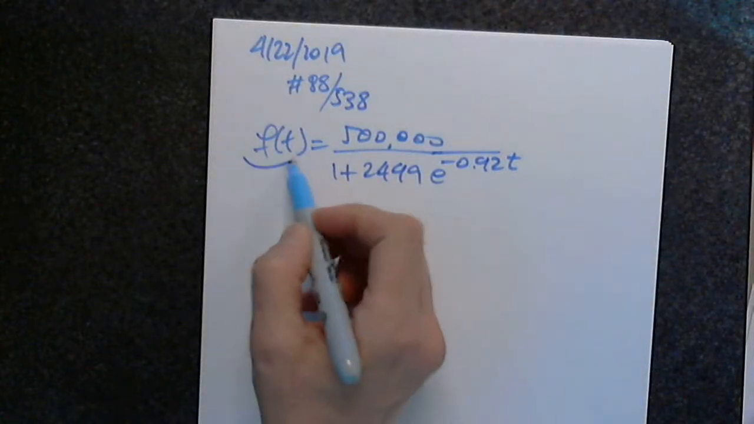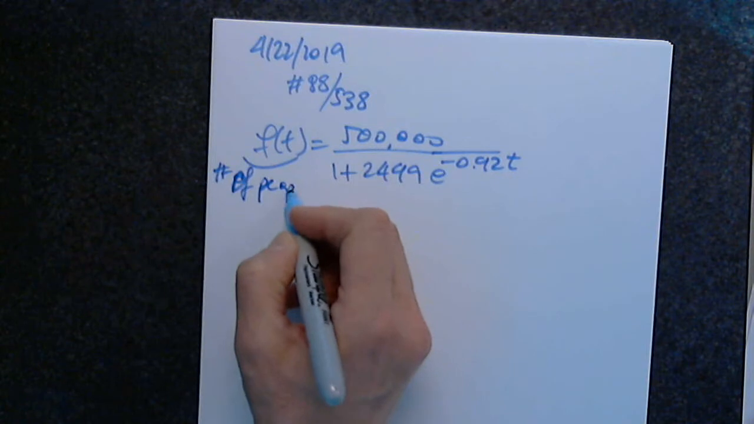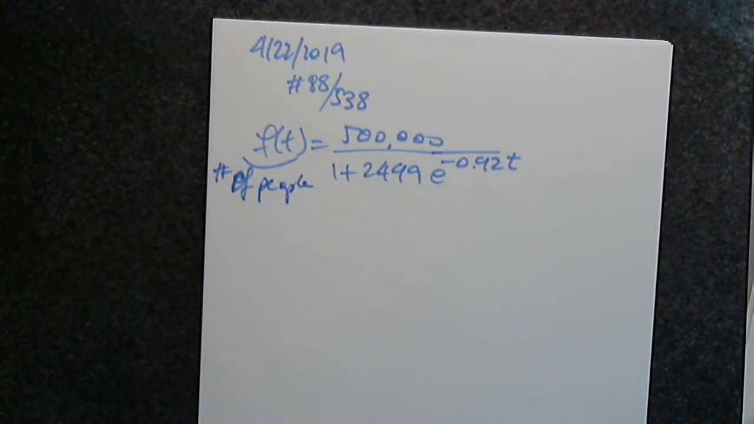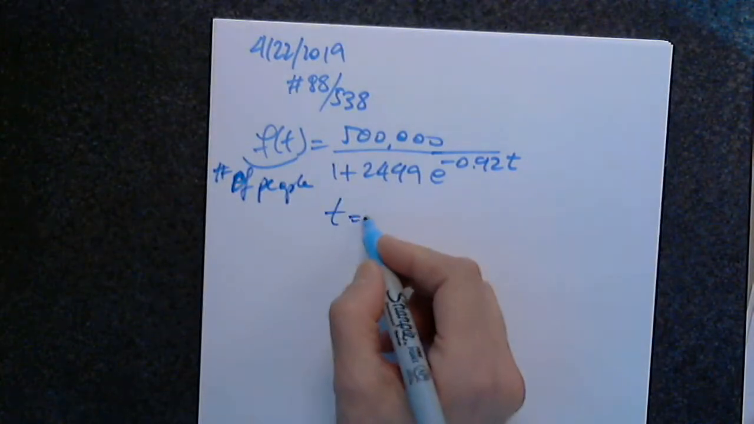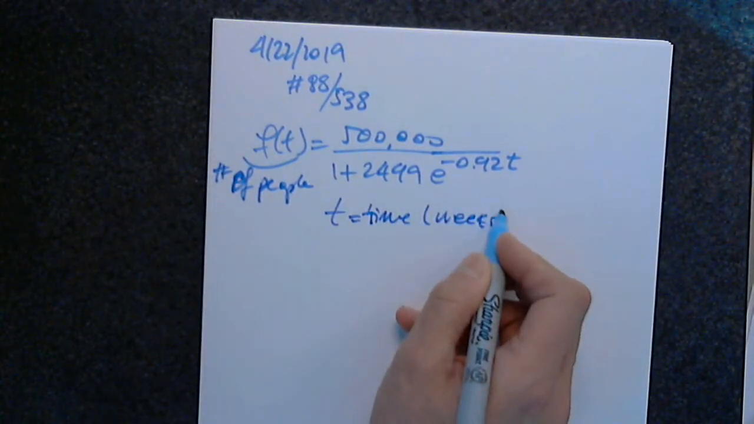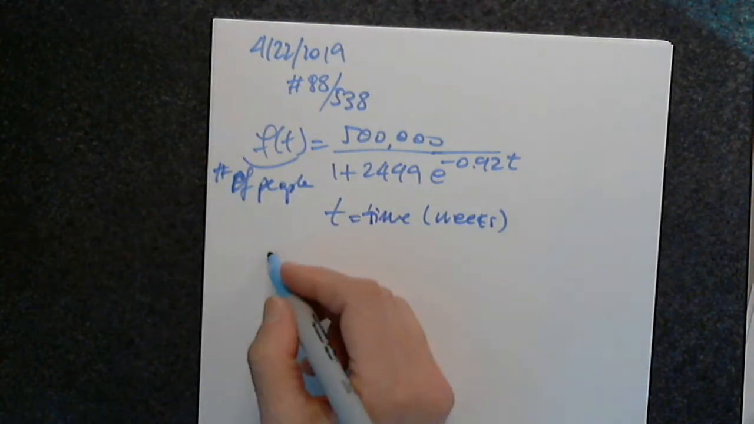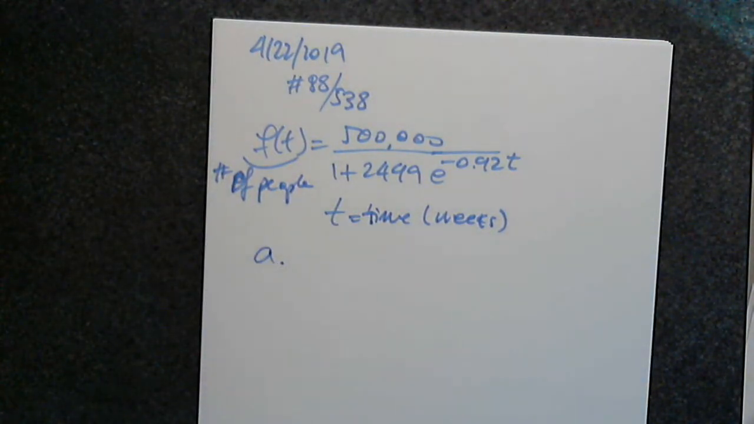People, so I take notes when I read. The number of people in a city who have become ill with influenza T weeks after it began, T in weeks, time in weeks. Very good. And how many people became ill when the epidemic began? Part A. Part B, how many people were ill at the end of the 6th week?